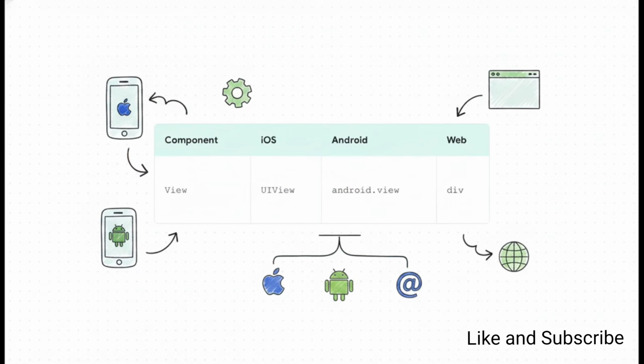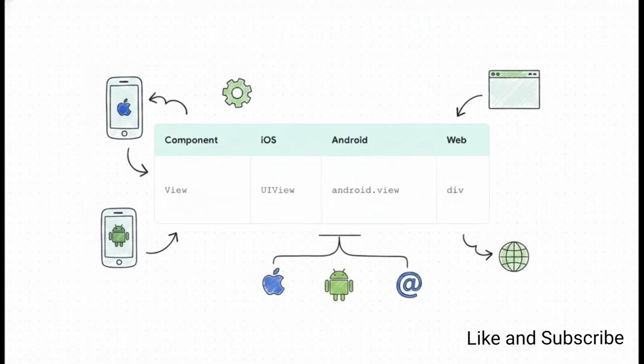So the crucial point is exactly how this translates at runtime. Let's trace it. When you write a generic view component in your React Native JavaScript code, the framework acts like a real-time translator. On an Apple device, it translates that generic view into a true native view. On a Google device, it dynamically translates it into an Android.view. And if you're targeting the web, it becomes your standard HTML div. You write the component once, and React Native dynamically renders the authentic, true native UI element for that specific platform.